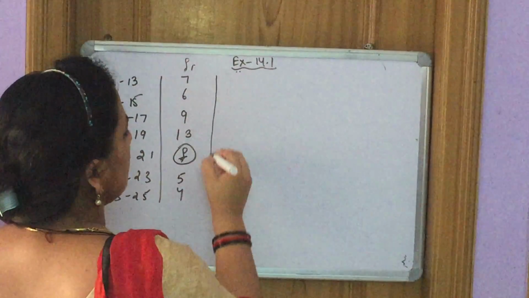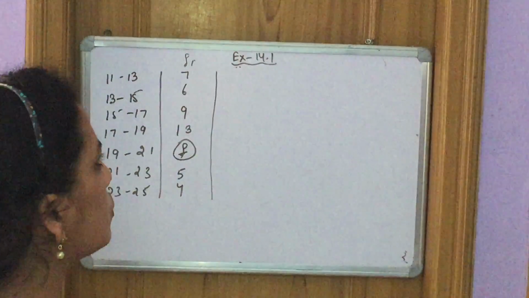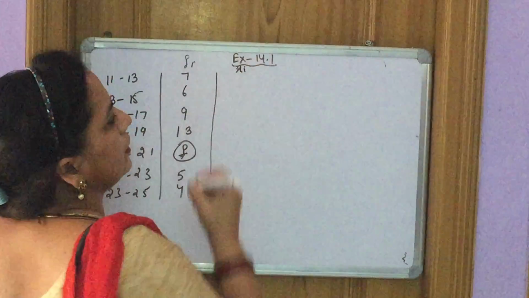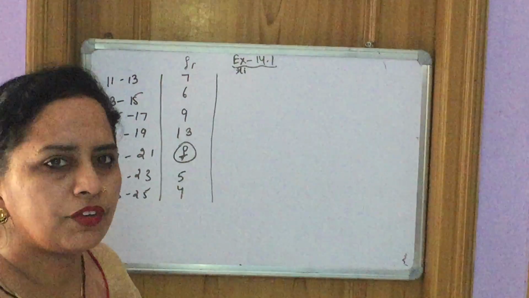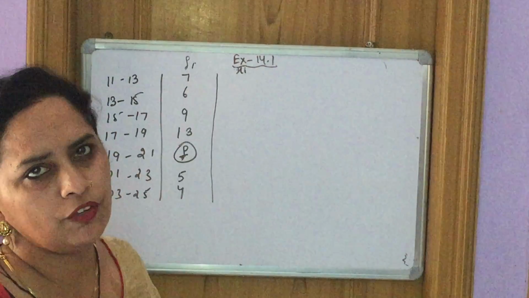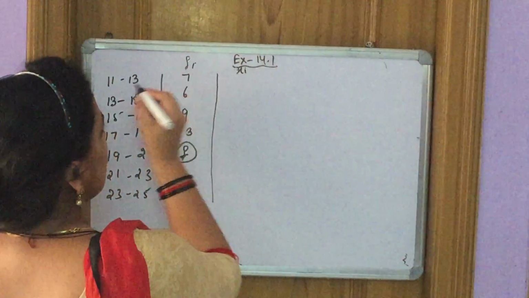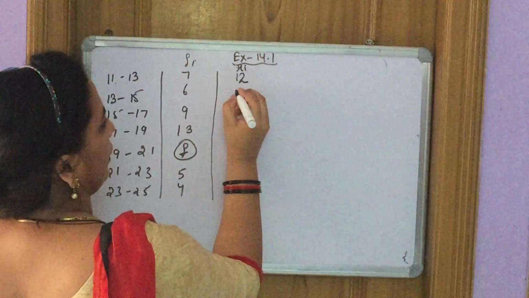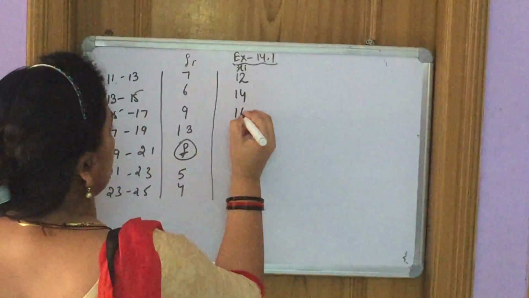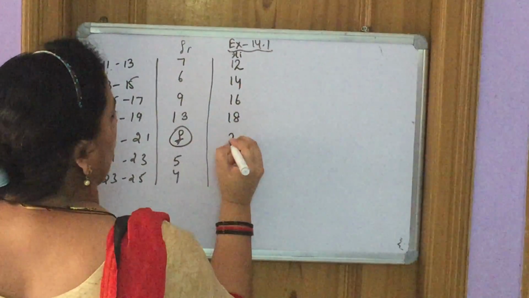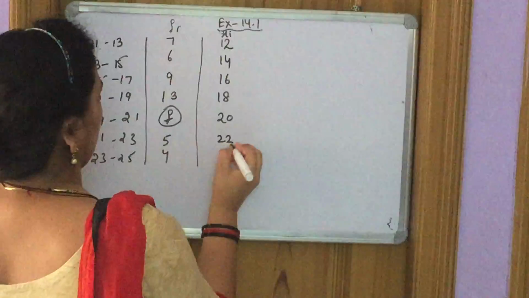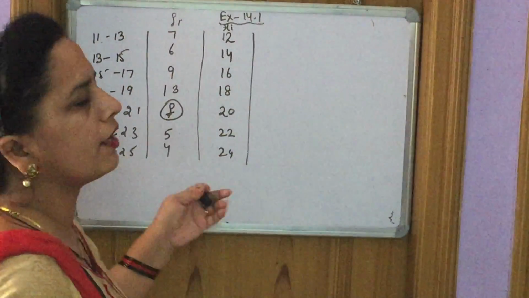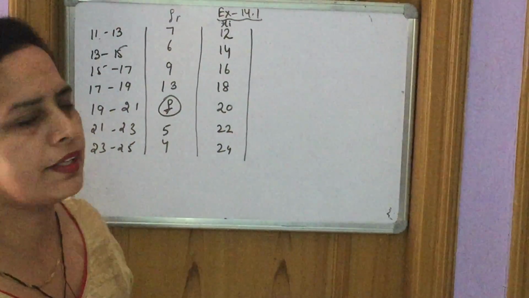And also in this question the mean is given. So we can use any method. First of all find out xi. After this we will select which method we will follow here. Xi is the mid value of the interval. So here the first term will be 12. After that 14, 16, 18, 20, 22 and 24. As the terms of xi are very small, we can use the direct method.